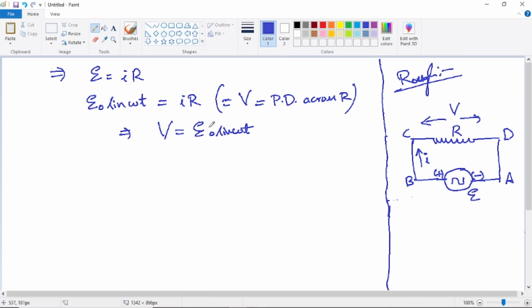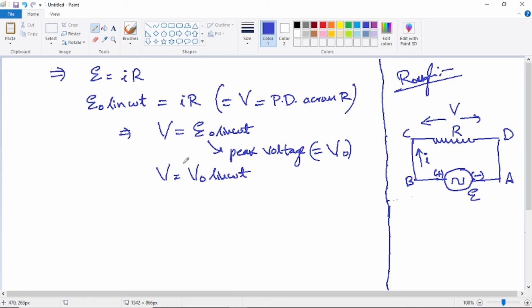This peak voltage is denoted by a symbol. So E naught is also nothing but the peak voltage. This is very important. It is not just the peak EMF, it's also the peak voltage or potential drop across the external resistance. This is also denoted specially by the symbol V naught. So then what happens to this equation? V can now be written as V naught sine omega t.